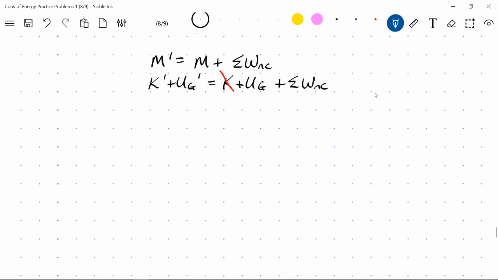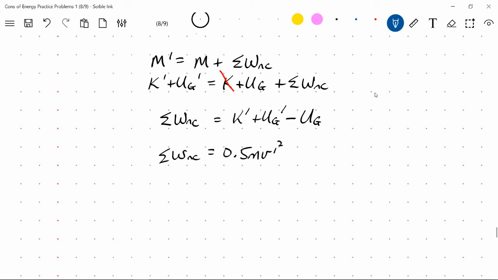Okay, so if you want to know the net work done by non-conservative forces, why don't we just solve for that right now? Net work NC is equal to K prime plus U gravity prime, and I'd have to subtract the U gravity to join those terms. That means that the net work done by non-conservative forces is 1/2 m v prime squared plus m g h prime minus m g h to start with. And we know all of those things on the right side of the equation, so this is really just a matter of plugging them in.